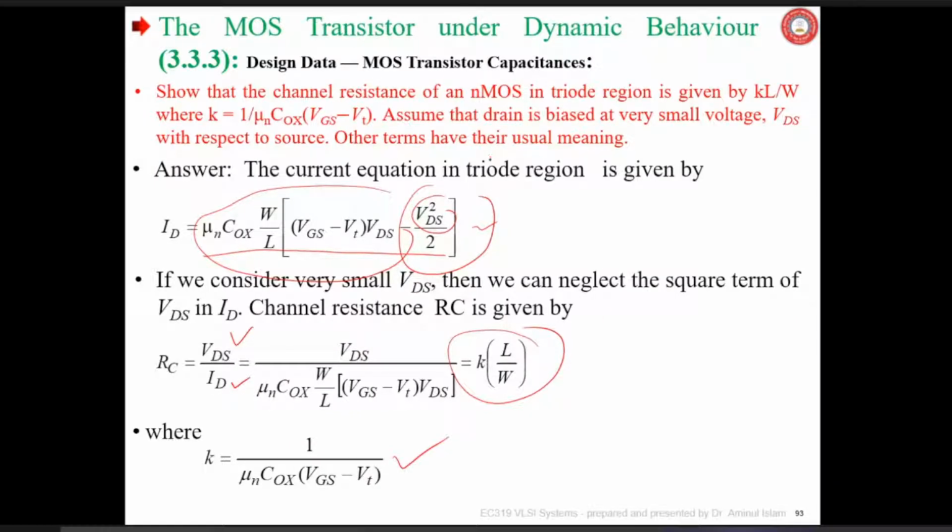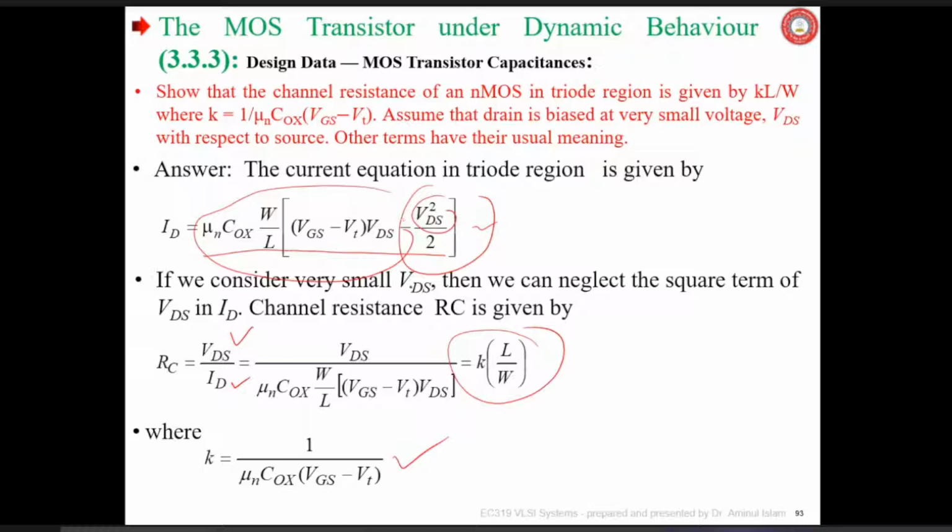One small question: show that the channel resistance of an NMOS in the triode region is given by K L by W, where K equals 1 upon mu n COX into (VGS minus VT). Assume that the drain is biased at a very small voltage VDS with respect to source. Other terms have their usual meaning. So this is the solution, I hope it is easily understandable.